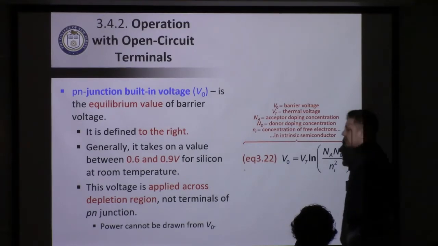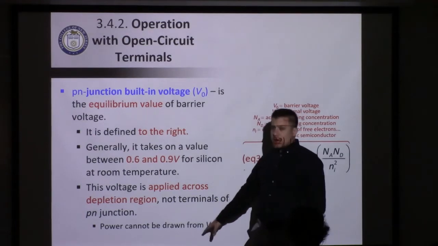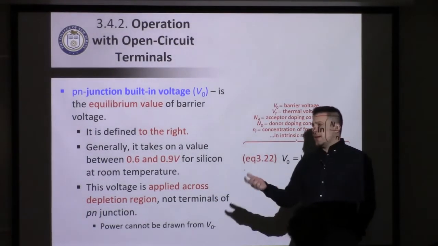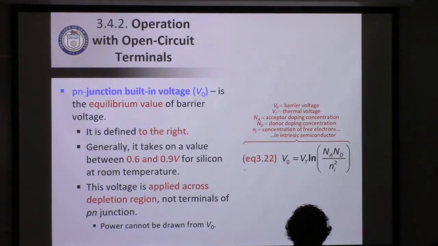The thing about this is that the voltage is applied across the depletion region, not across the terminals of the pn-junction. So this built-in voltage, you can't measure it with a DMM. You can't draw energy from it or anything of that nature.